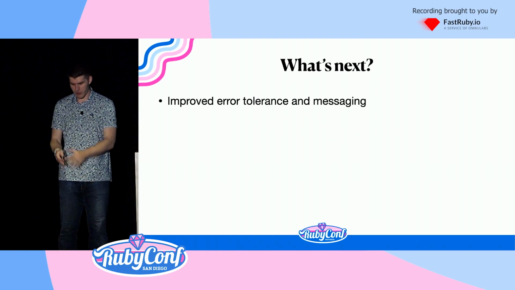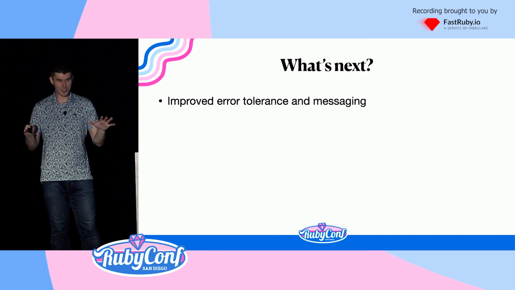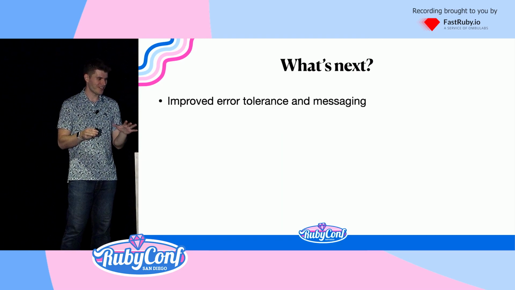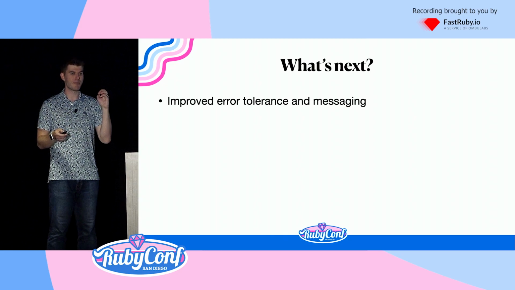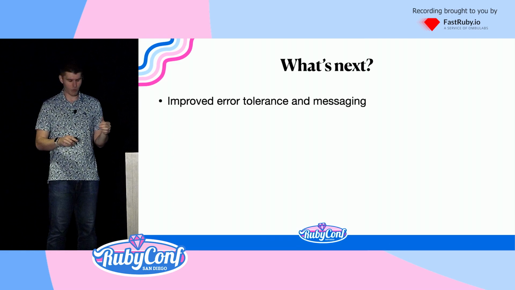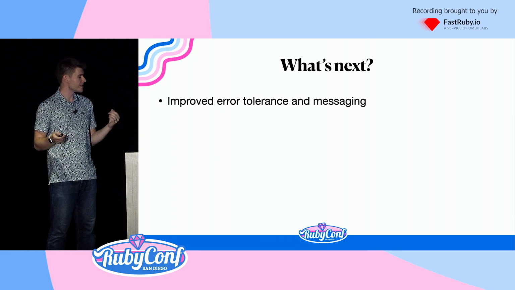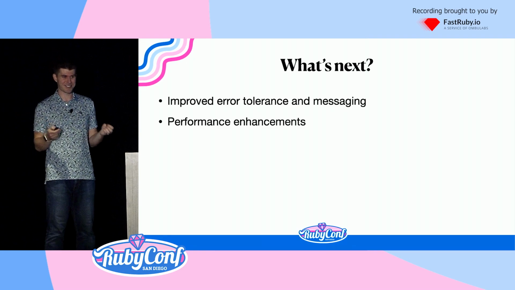Next year, we are going to be focusing on making error tolerance so much better. We want to focus on the messaging. We want to focus on making it so that you have the best experience in your editor whenever you are working with the Ruby AST. Performance enhancements, there are so many things we can do to make this faster.